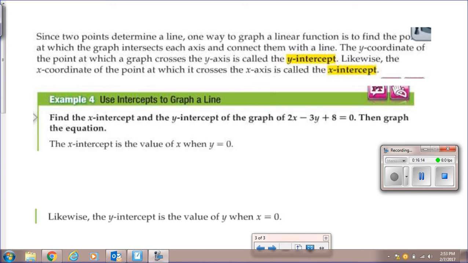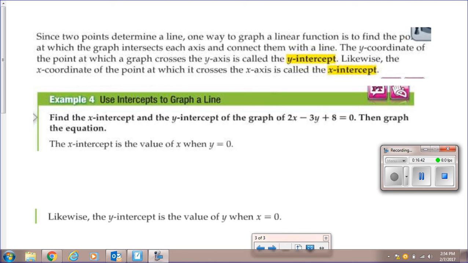All right. Since 2 points determine a line, one way to graph a linear function is to find the points at which the graphs intersect each axis and connect them with a line. We're able to graph a line if we have 2 points on that line. We just connect the dots, and then we have our line. The y-coordinate of the point at which a graph crosses the y-axis is called the y-intercept. Likewise, the x-coordinate where it crosses the x-axis is called the x-intercept.